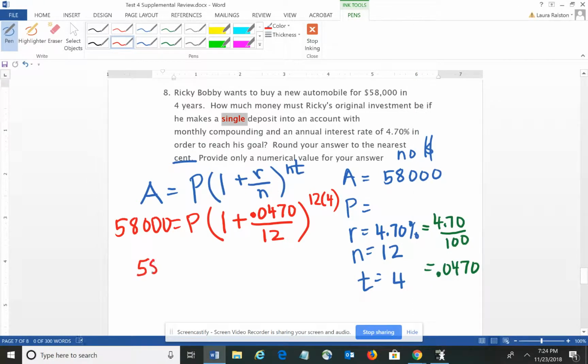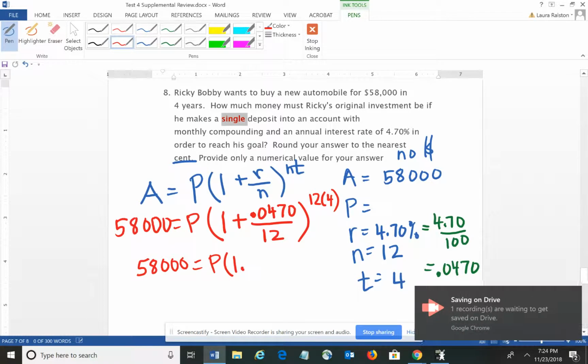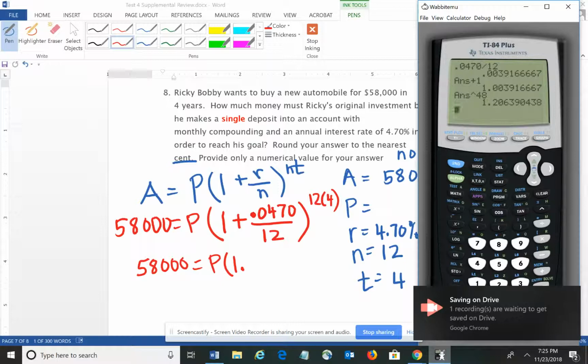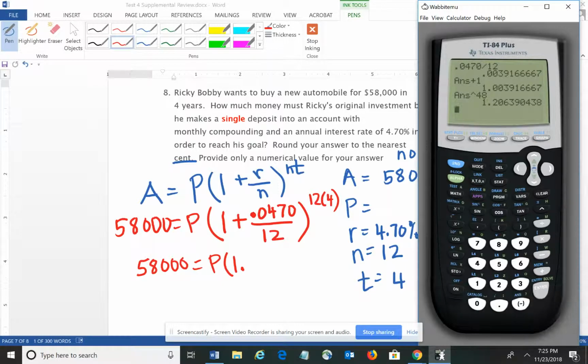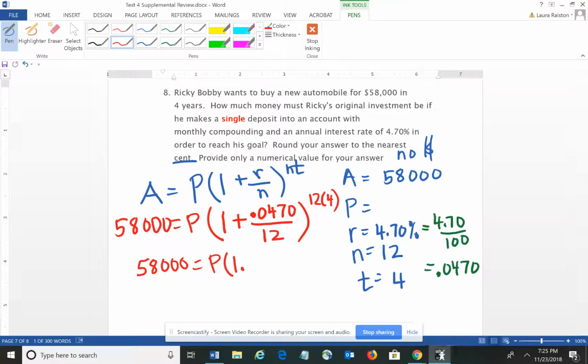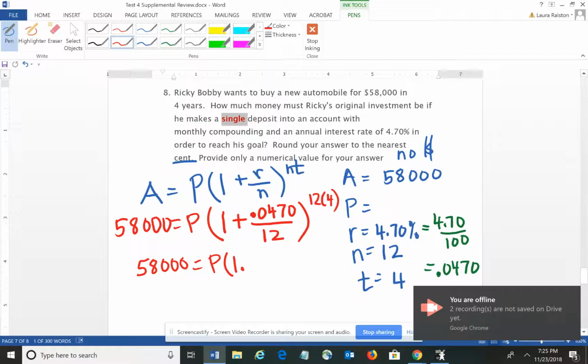58,000 equals P times 1.206. Okay, 1.206, that big long decimal.